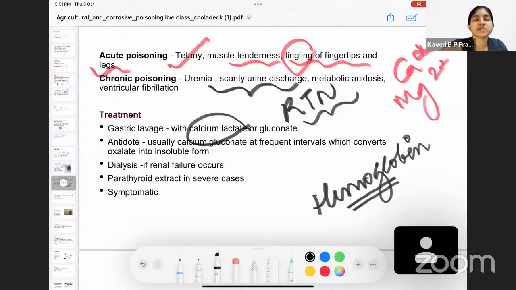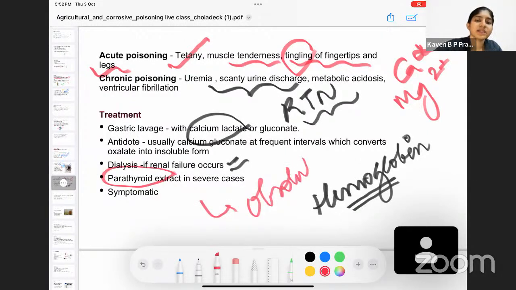Calcium lactate is used because it is going to replenish the calcium reserve, as well as form complexes with the oxalate so that your body's calcium is freed up. Antidote: usually calcium gluconate at frequent intervals, which converts oxalate into insoluble form. Dialysis is done if renal failure occurs. And parathyroid extract can be given in severe cases. This point is actually obsolete now. It is not done, but remember how this can help.